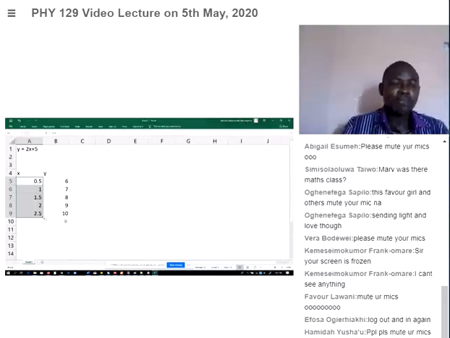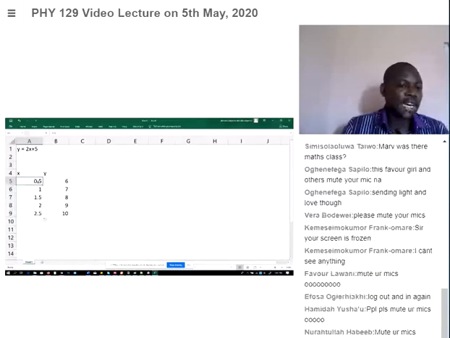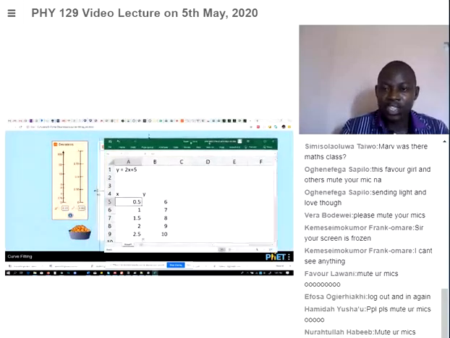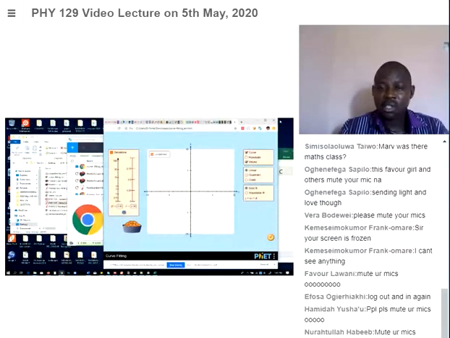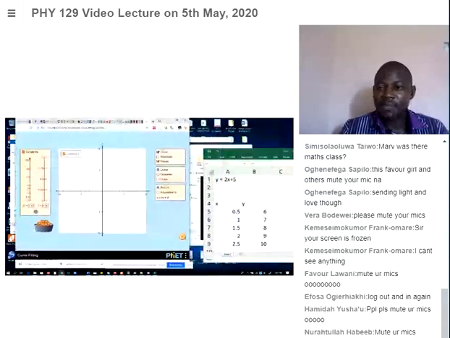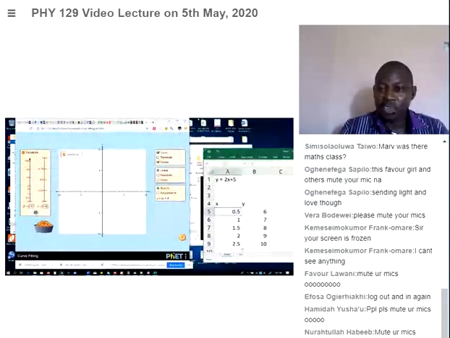Okay, so this is what I have here now. So I have my X. I have my X is equal to 0.5. Then Y is equal to what? 6. And so on and so forth. Is that okay, everybody? Yes, sir. So I want to implement this value on this graph. So what I have here, I want to plot it on this graph.